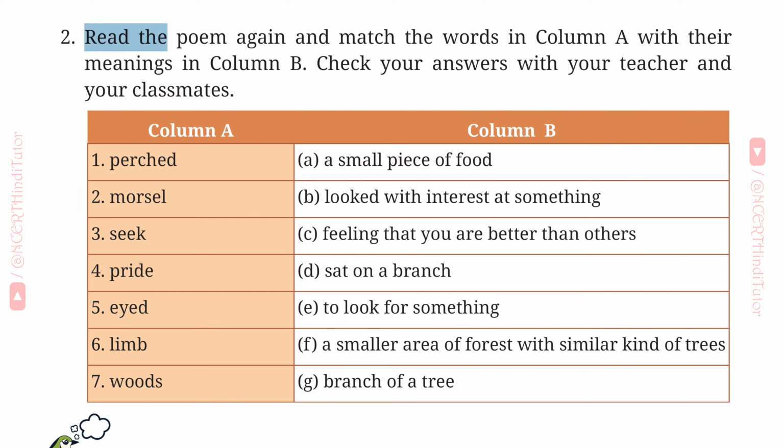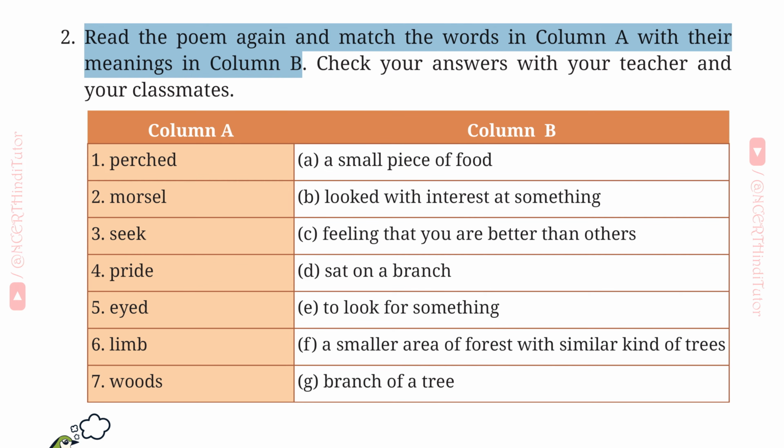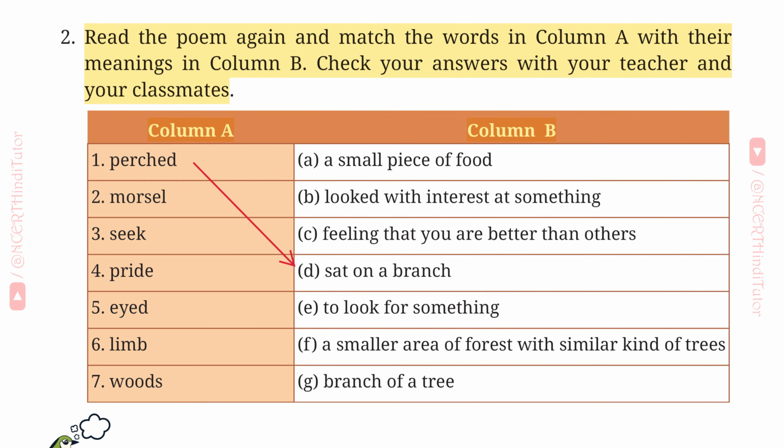Second, read the poem again and match the words in column A with their meanings in column B. Check your answers with your teacher and your classmates. This is column A and this is column B. So let's match the words with their meanings. First, perched, we connect it to D, sat on a branch. Second, morsel, we connect it to a small piece of food.